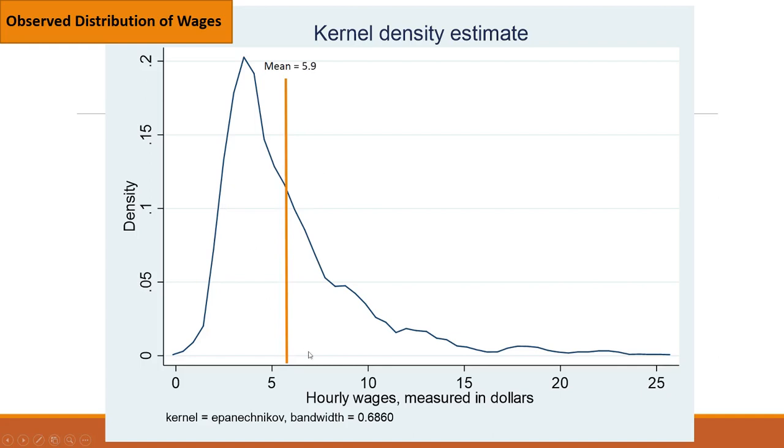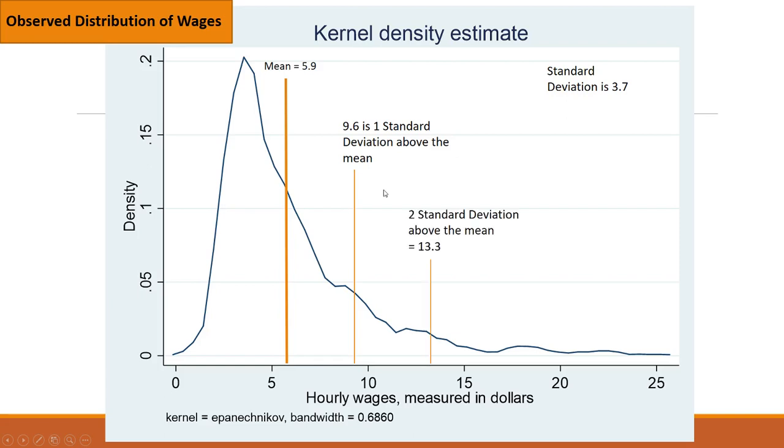Well, let's think here. As I just said, I can measure values as the number of standard deviations that they are away from the mean. Well, our standard deviation is 3.7. That means if I wanted to go one standard deviation above the mean, I would go to 9.6. 9.6 is one standard deviation above the mean. And then let's go 2. 13.3 is 2 standard deviations above the mean. Okay, so we can measure any particular value in terms of the number of standard deviations that they are away from the mean. This, like I said, is going to be very useful.